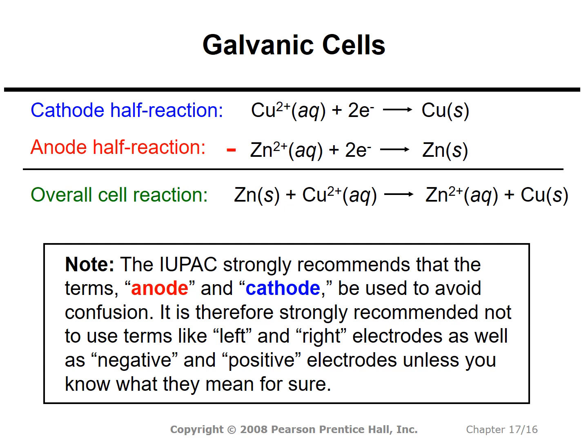Again, back to these chemical reaction equations, and we have the copper-zinc pair for generating electricity. There is some note. The IUPAC, International Union of Pure and Applied Chemistry, strongly recommends that the terms anode and cathode be used to avoid confusion. It is therefore strongly recommended not to use terms like left and right electrodes. I hate them. As well as negative and positive electrodes, unless you know what they mean for sure.